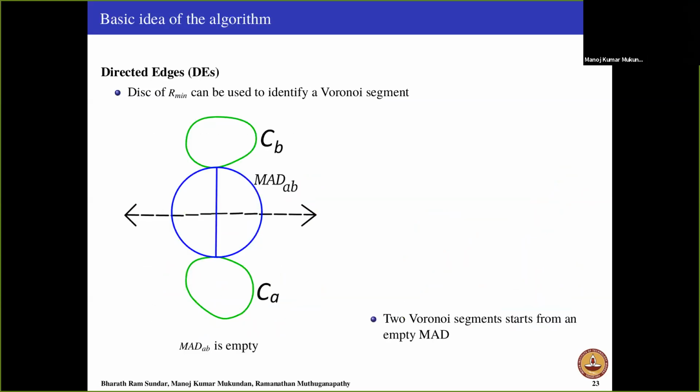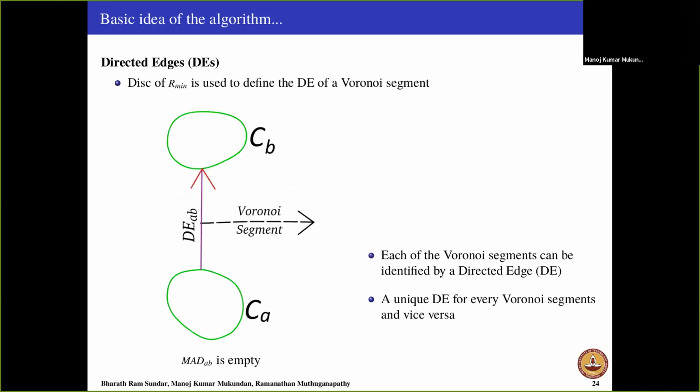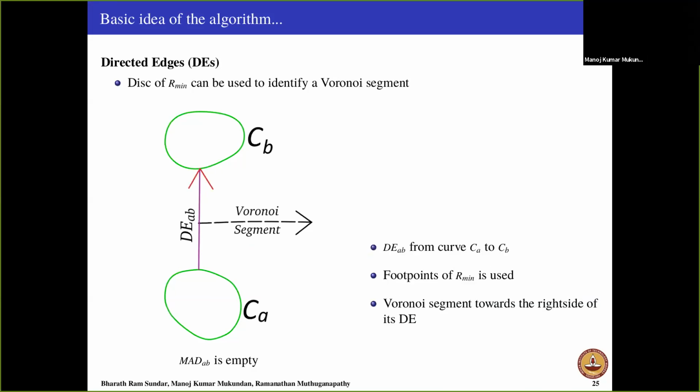We mark or identify all Bernoulli segments using directed edges or DEs, explained as follows. In the first figure, it can be seen that two Bernoulli segments start from the center of an empty MAD. So this MAD AB is the disk of Rmin for two Bernoulli segments. Each of the Bernoulli segments can be identified by a directed edge. In the figure, a solid line with a red arrowhead represents a directed edge DEAB between curves CA and CB. DEAB is directed from curve CA to CB.